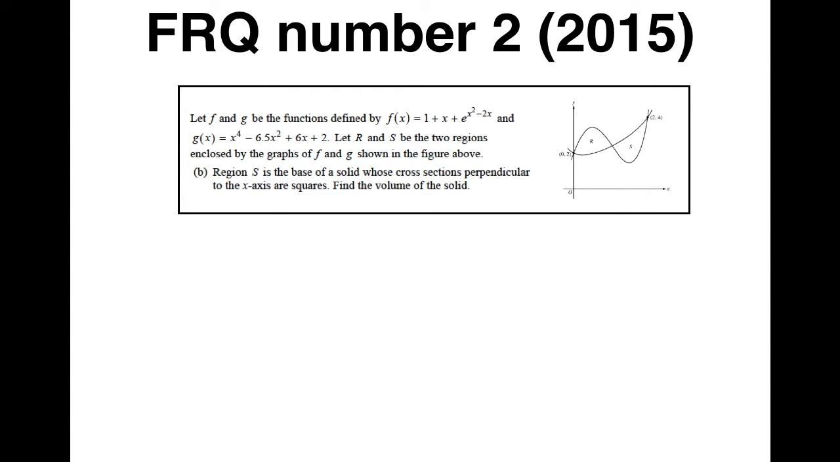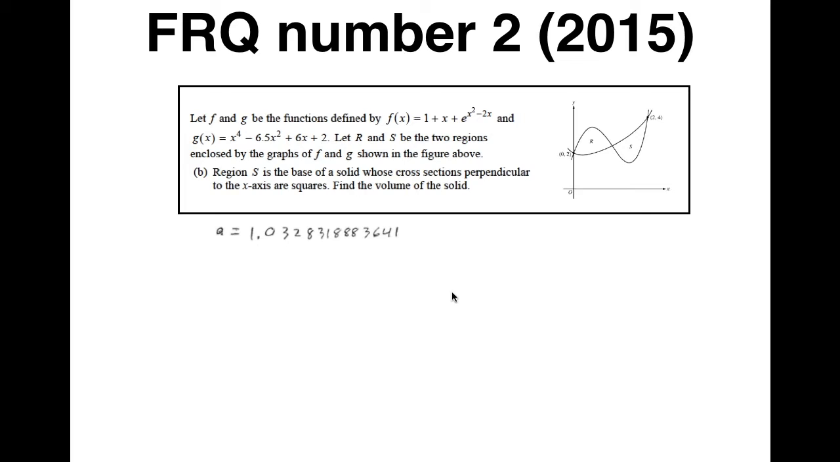So let's move on to question B. Question B is: the region S is the base of a solid whose cross sections perpendicular to the x-axis are squares. Find the volume of the solid. So region S is here. We're going to have to use F minus G. So F minus G will give us this length here. And if we want to find the area of a square, it's going to just be that value squared. Base times height, so the base is F minus G, the height is the same.